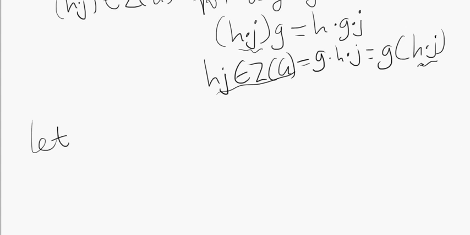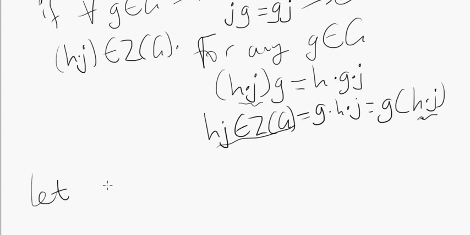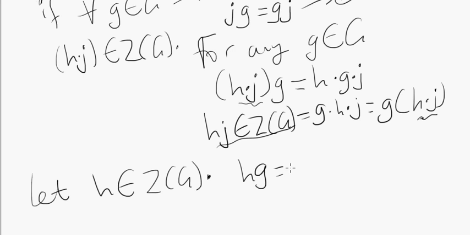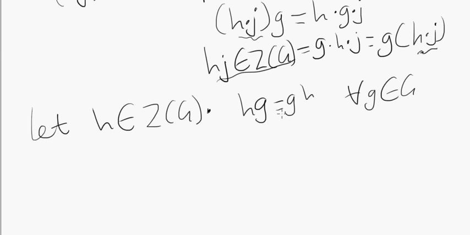So let's pick an element H. Let H be an element of Z of G, right? Well, we know that Hg equals gH, right? Just reminding you what elements of Z of G mean. That is, Hg must equal gH for all g in big G, right? This H must commute with all elements of G. Well, our task is to prove that H inverse is also an element of Z of G, right?